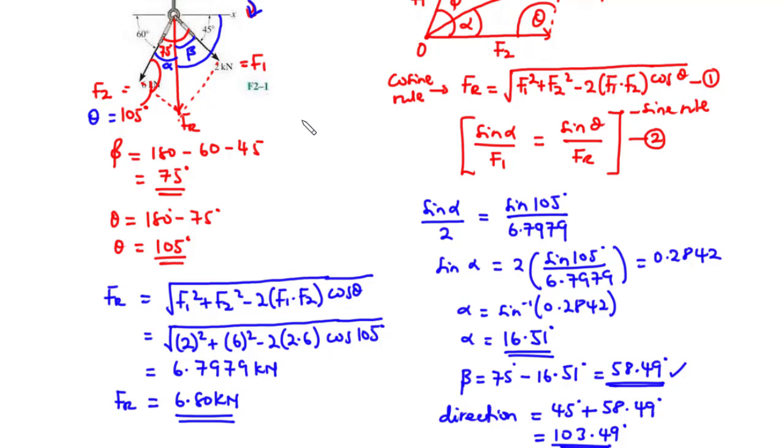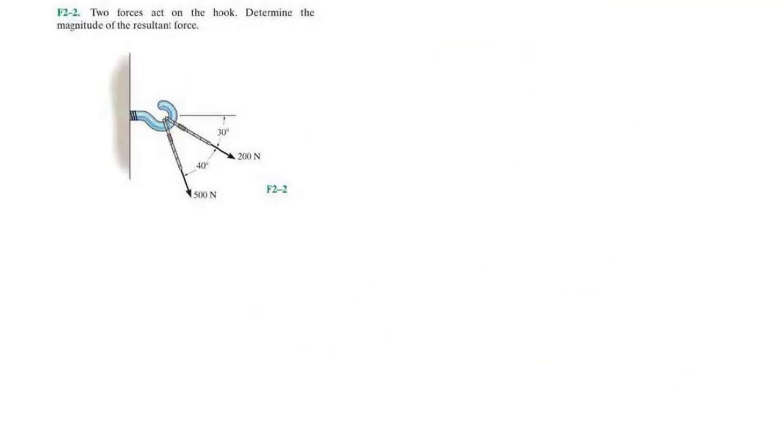Now let's take the second question. So for the second question, the two forces act on a hook. Determine the magnitude of the resultant force. So we have two forces acting on a hook, and we are going to determine the magnitude of the resultant force. Now let's call this F1 and this F2.